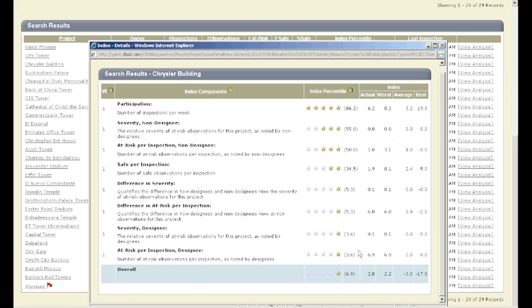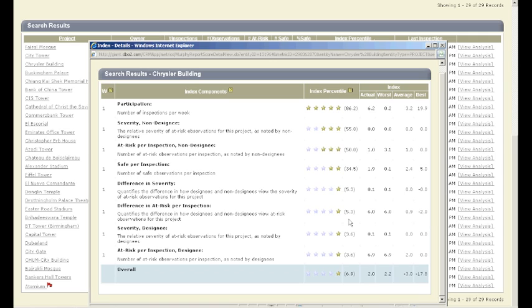Now, where things get interesting is the designee group is finding a lot of things wrong, 6.9 unsafe per inspection, compared to the non-designee group finding 1 unsafe per inspection. This is a big alignment shift. So the metric is showing 1 star, meaning among the lowest in the company.